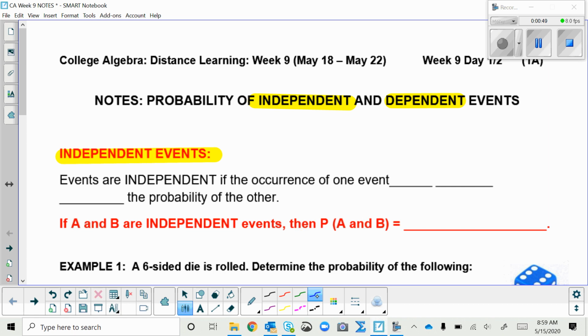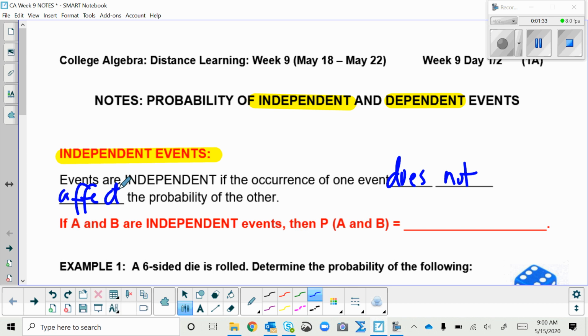Events are independent. By events, we mean what's happening, like you're rolling a die, you're spinning a spinner. The events are what's happening after each roll or each spin. And you could say that they are independent if the occurrence of one event does not affect the probability of the other. So for example, if I'm flipping a coin and I get heads, that has absolutely no bearing on my next flip. For my next flip, both outcomes are equally probable.